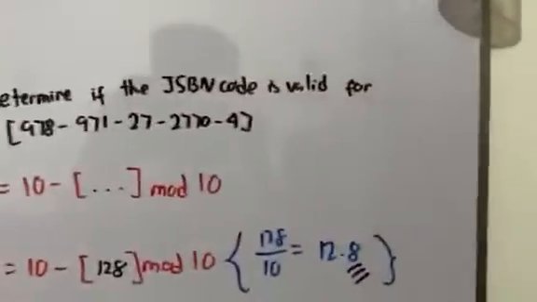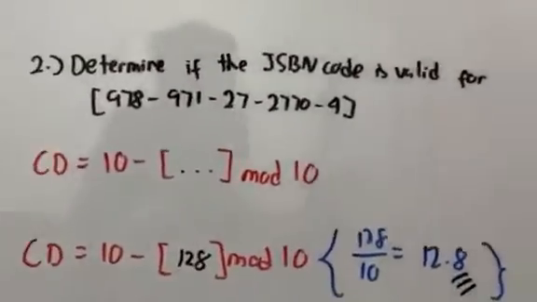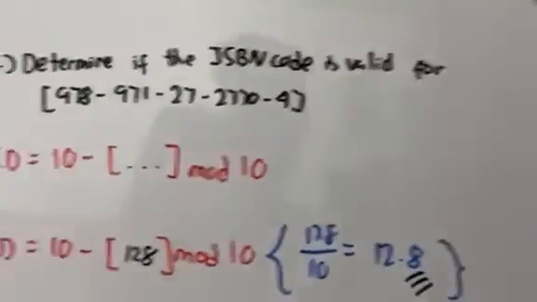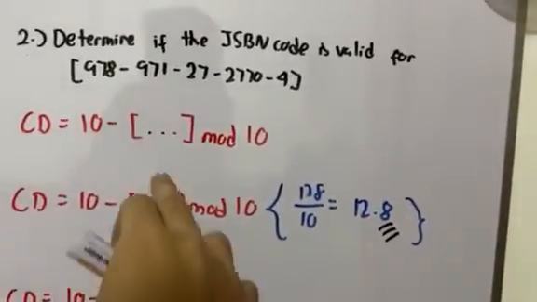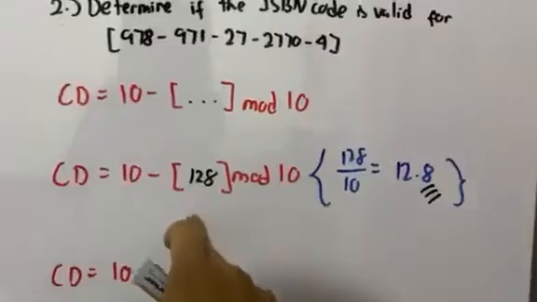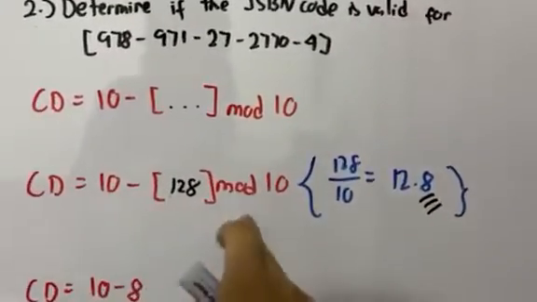Next, how do we determine if the ISBN code is valid for this check digit, 978-971-272770-4? If we follow the formula, since the formula is very long, I put 3 different colored dots to signify that I did the calculation and the formula correctly. And I have a value of 128. So 10 minus 128 mod 10.